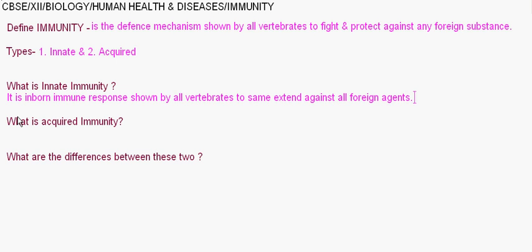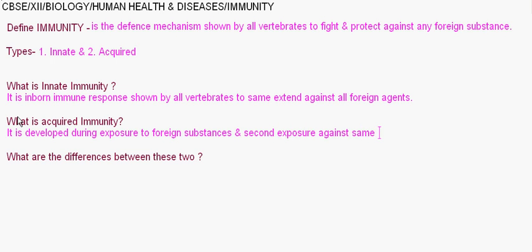Now what is acquired immunity? It is developed during exposure to foreign substances, and during the second exposure against the same antigen, it shows greater intensity of response. Now from the definitions only, we can talk about the differences.